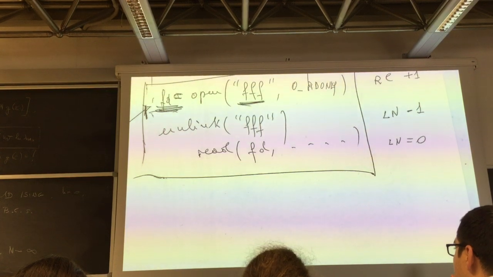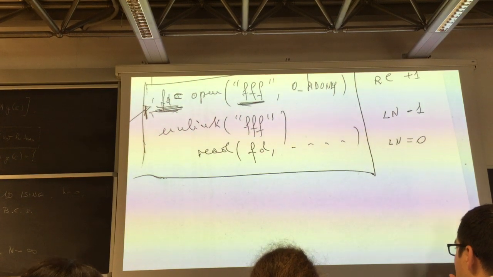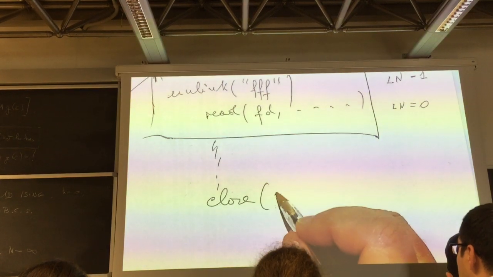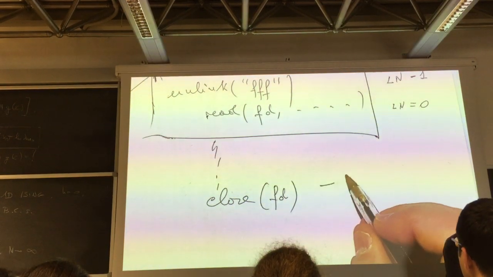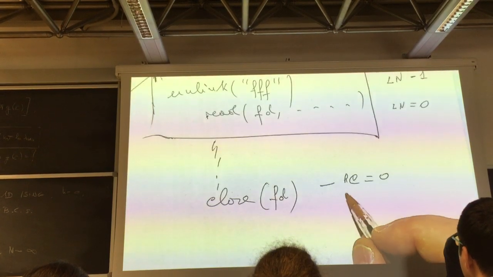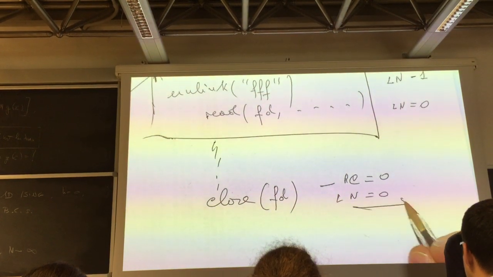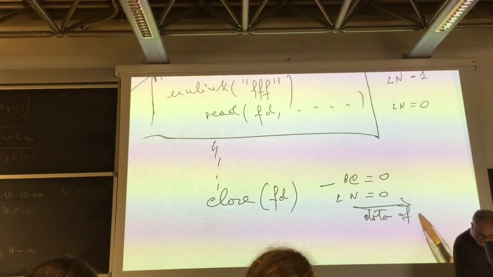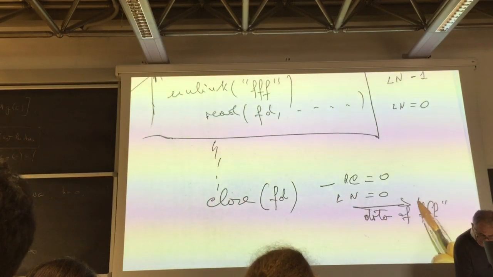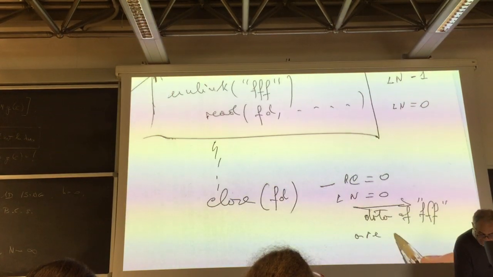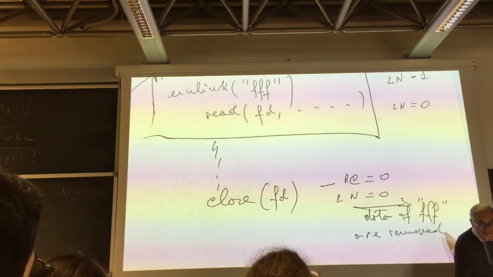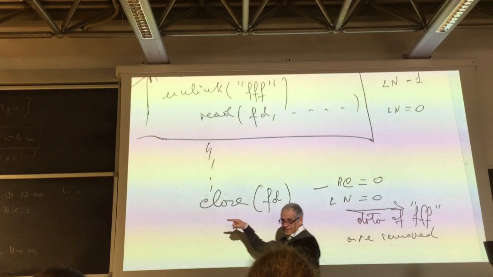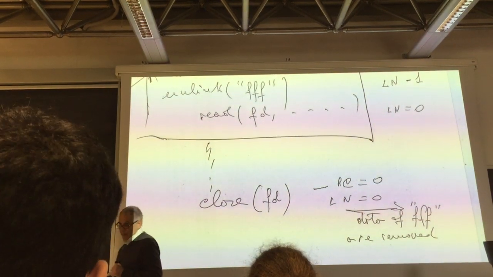When it does close, finally, so read, do whatever it wants, when it does close, at this point the reference count is 0, the link count is 0, and the data of FFF are removed. So what is strange is that it's not unlink that removes data, but close.